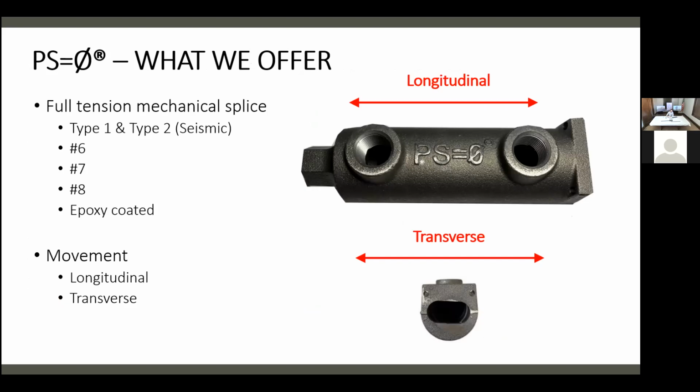are like number 5s or 4s at 12 inches or so on center, top and bottom. We're going to come in with a number 6 with a different spacing, and it works out great. We think that number 6 is a sweet spot for slabs. And we have longitudinal and transverse movement with a slotted coupler.